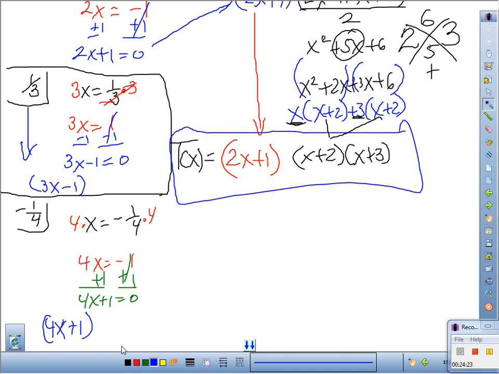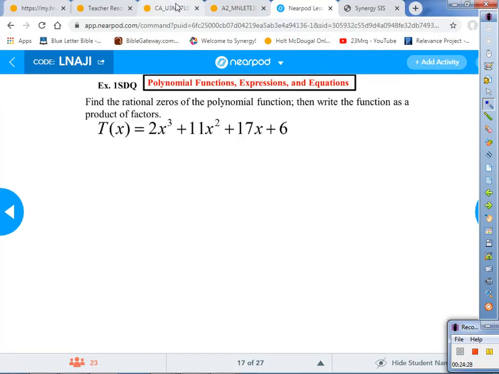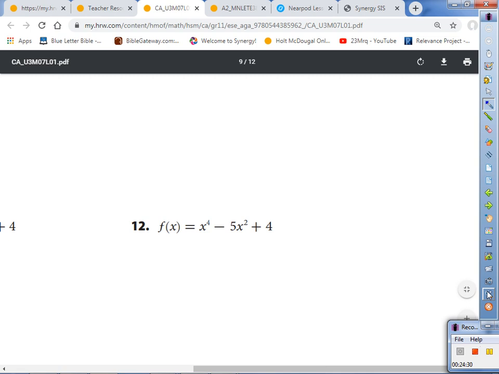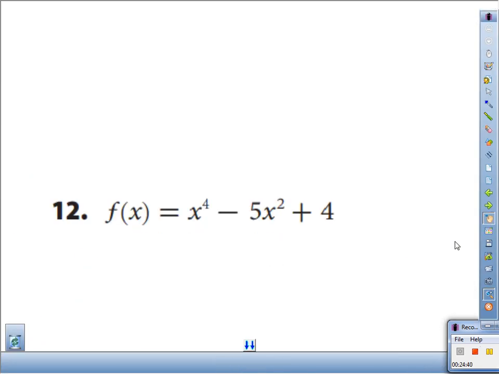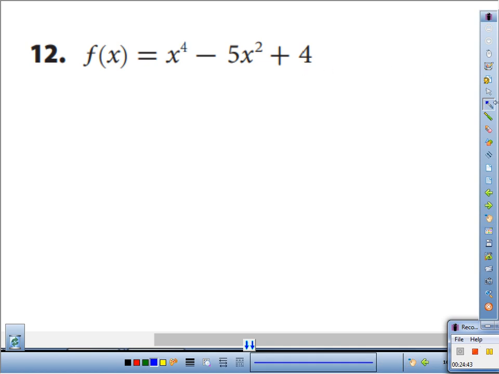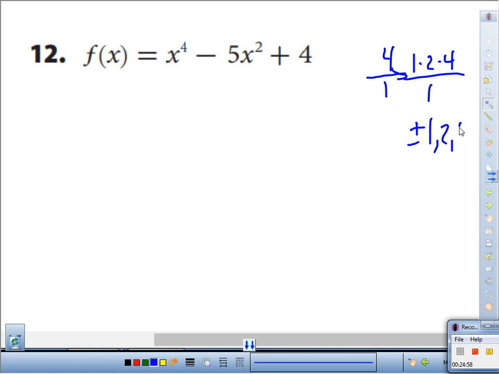Now let me show you an example from the home play that I saw some of you had some problems with. This one. So our constant is 4. Our leading coefficient is 1. So this is 1 times 2 times 4 over 1. So my possibles are 1, 2, and 4. Yes? So then I start testing 1. What is my coefficient here? 1. Look what I'm going to write next. 0.